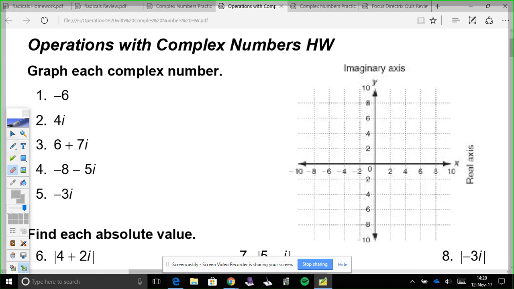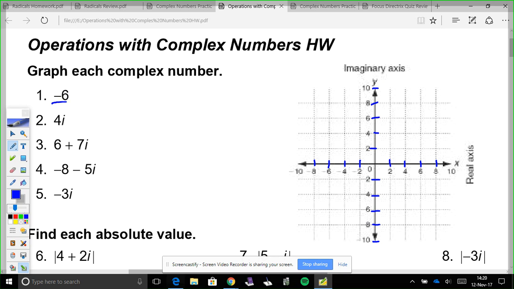Now keep in mind that this graph on your paper is actually going up by twos. You have 2, 4, 6, 8, and -2, -4, -6, -8, and so on. Even the y-axis, you have 2, 4, 6, 8, 10, right? And then -2, -4, -6, -8, -10. The real axis and imaginary axis, they're going by 2.